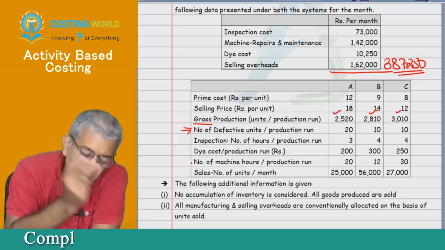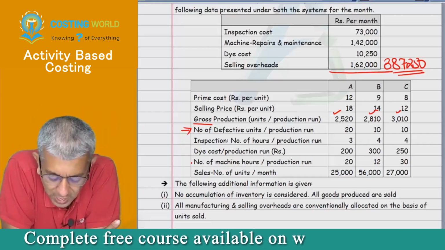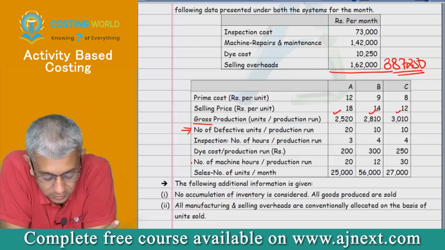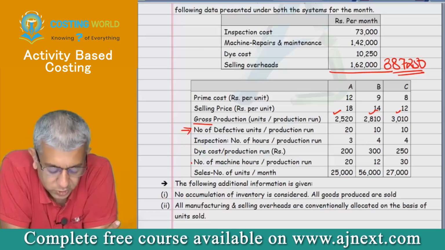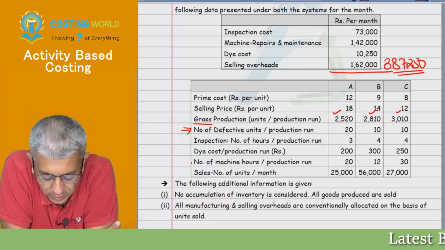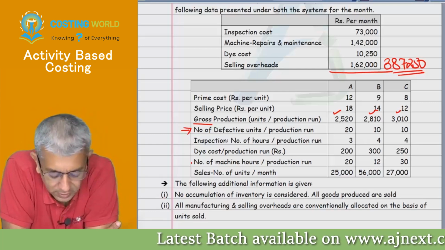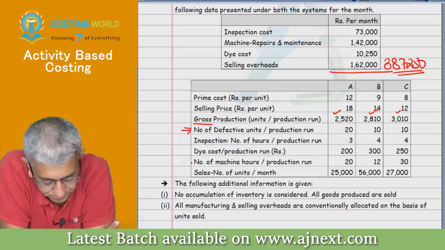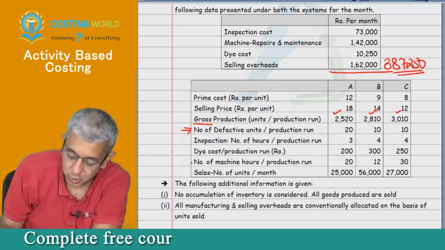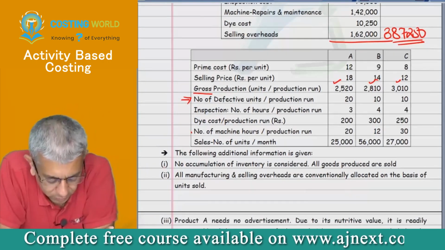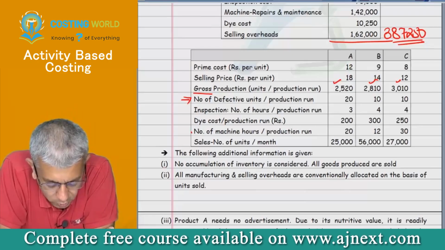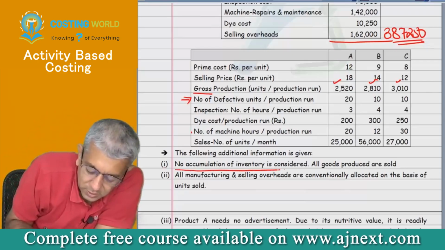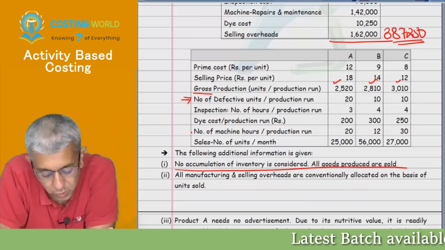Okay, further. Inspection, number of hours per production run. Die cost per production run. Number of machine hours per production run. Sales, number of units per month. Okay. The following additional information is given to you. What information? First, no accumulation of inventory is considered. All the goods produced are sold.